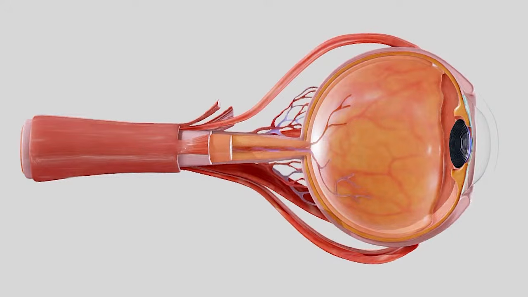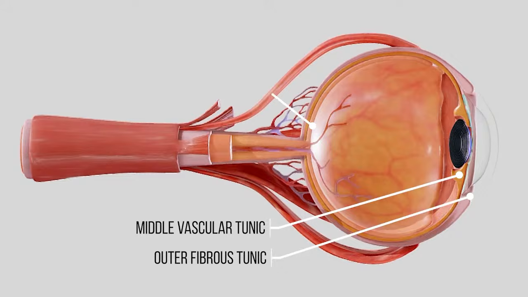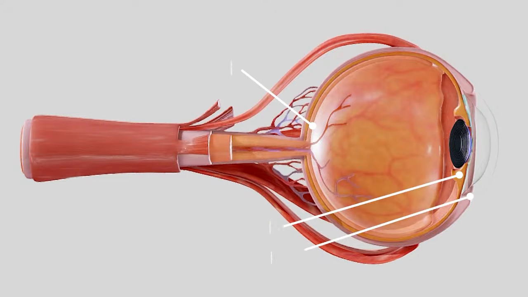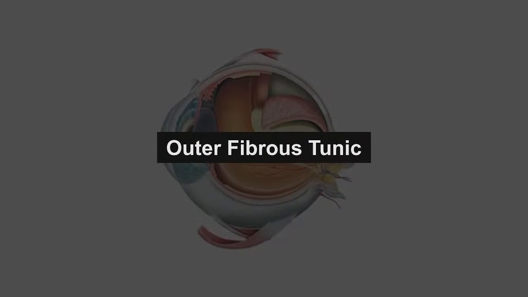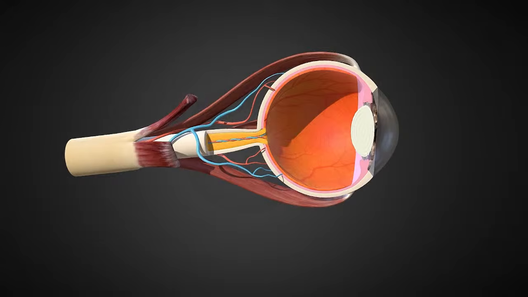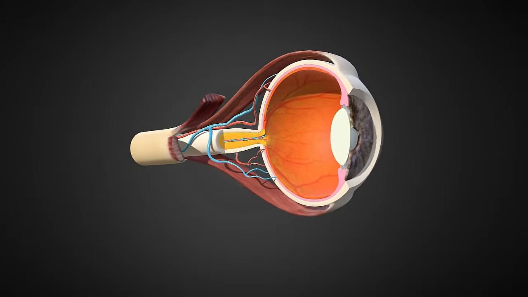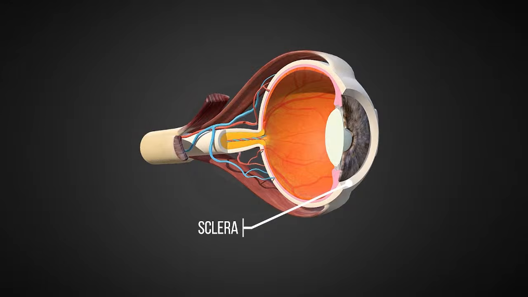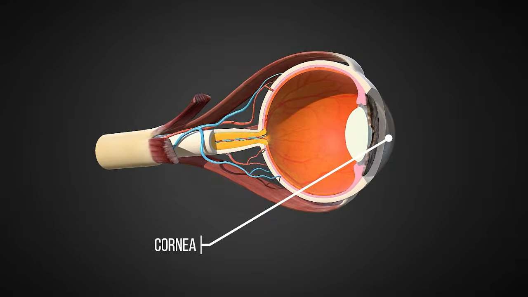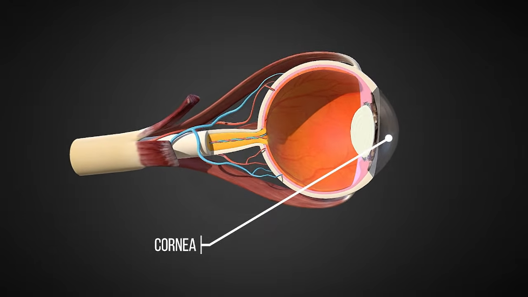These layers are arranged concentrically and include the outer fibrous tunic, the middle vascular tunic, and the inner nervous tunic. Outer fibrous tunic. The outer fibrous tunic consists of the sclera and the cornea. The sclera is a dense white protective layer that maintains the shape of the eyeball and provides an attachment for the eye muscles. In contrast, the cornea is a clear dome-shaped structure that covers the front of the eye.